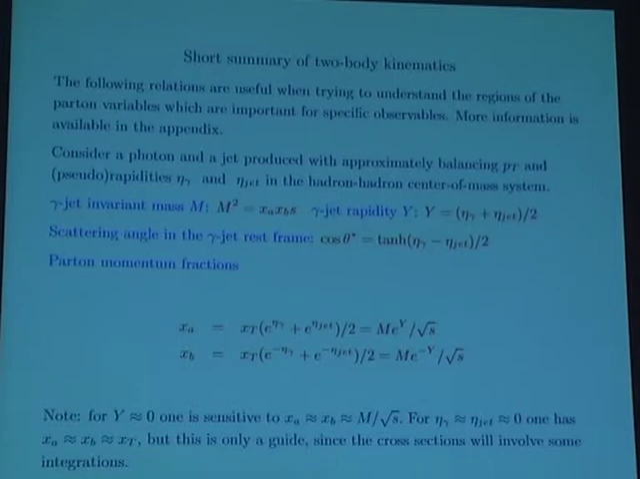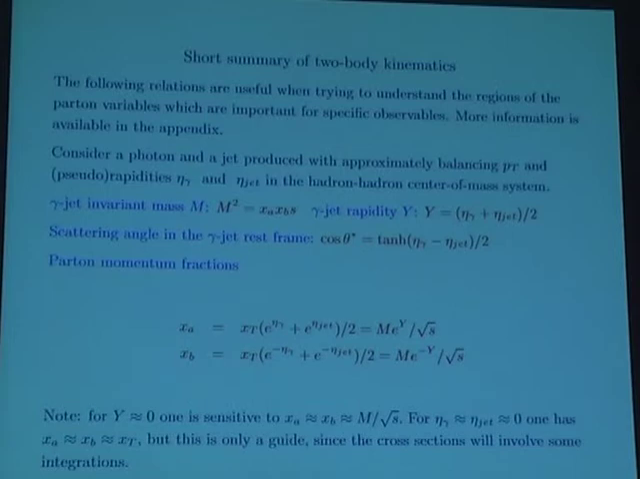Now, if you put all of these together, and some of this kinematics is worked out for you in the appendix, you can figure out that at lowest order, XA and XB are related to the photon and jet rapidities and XT in this manner, or you can also relate it to the photon jet mass M and photon jet rapidity Y.